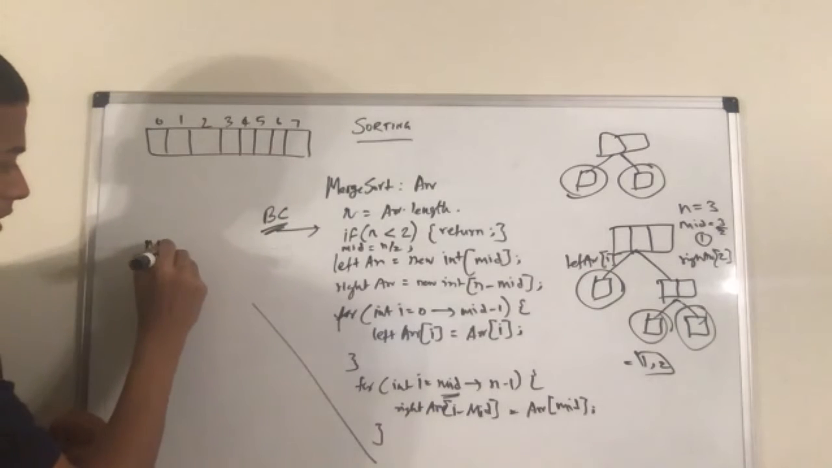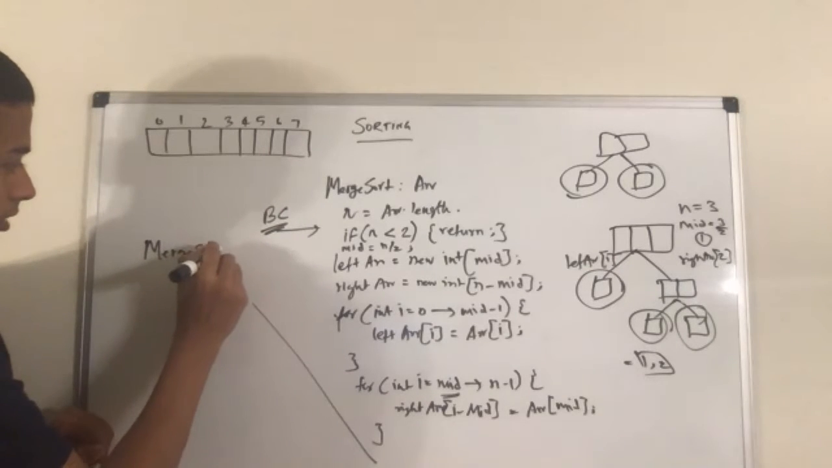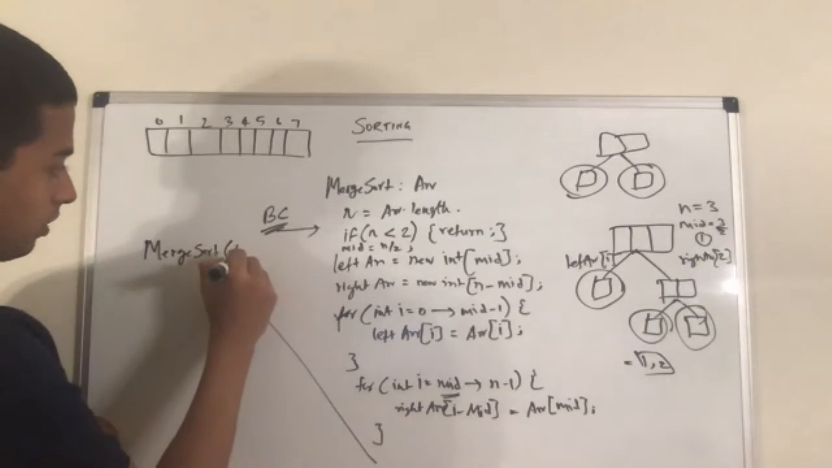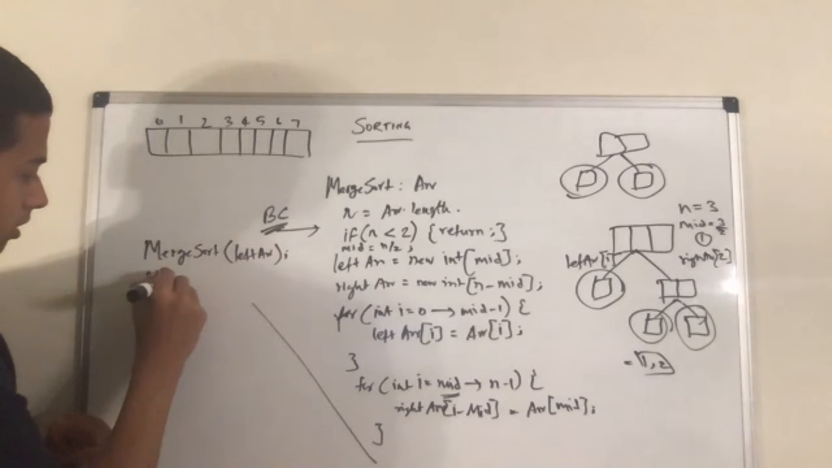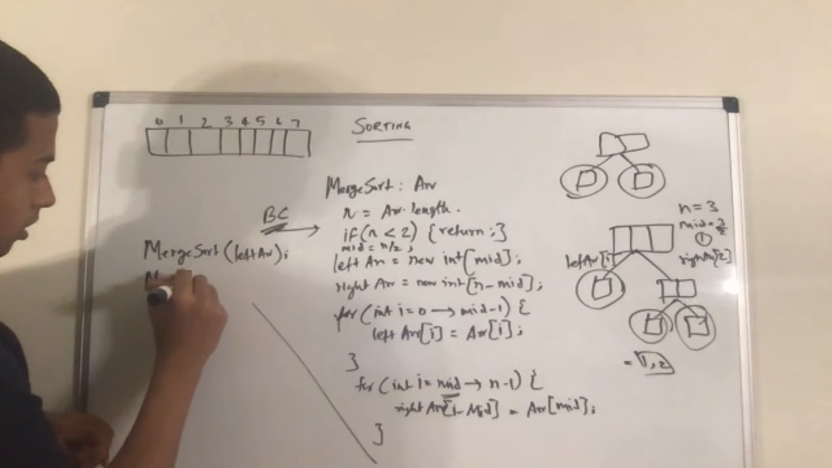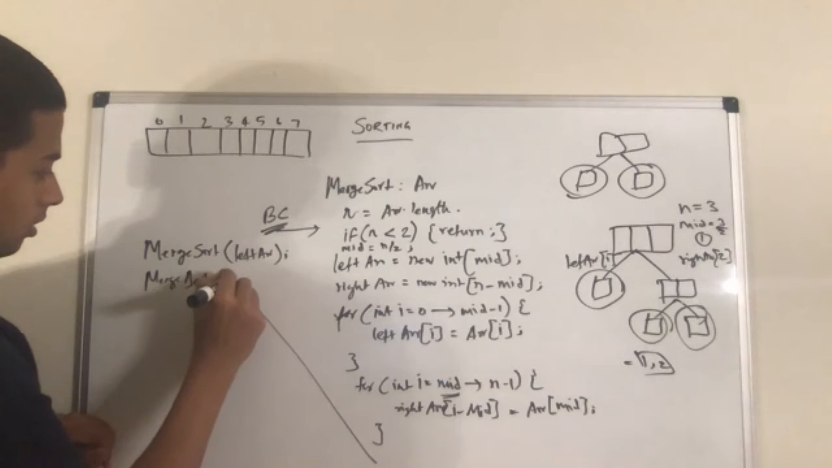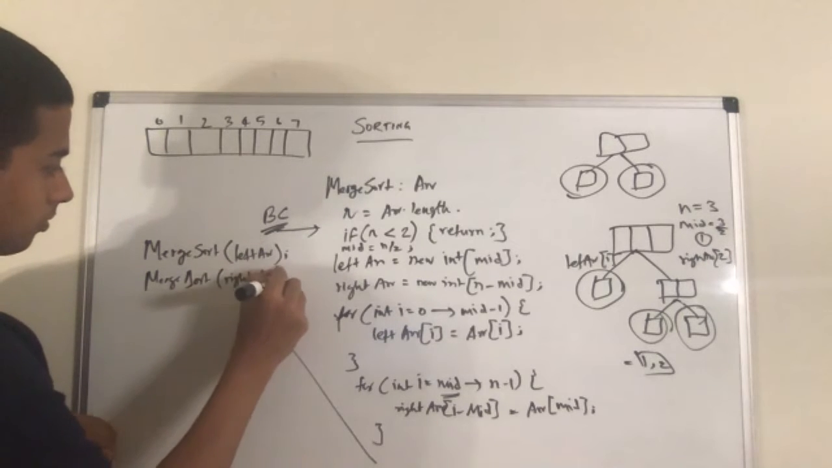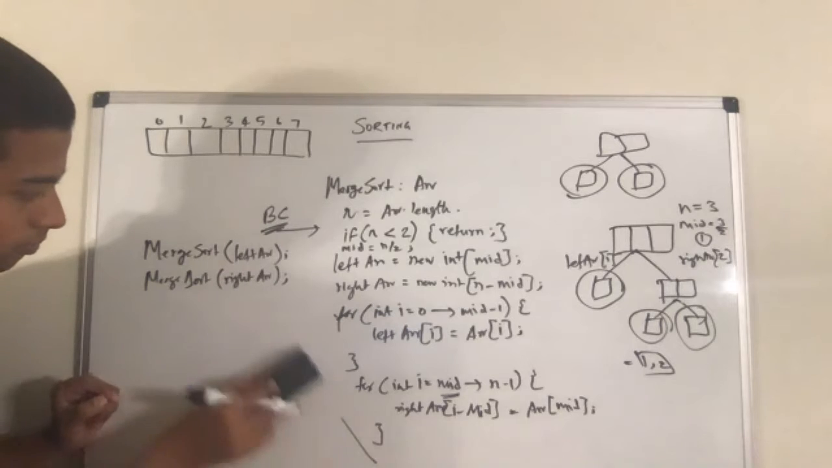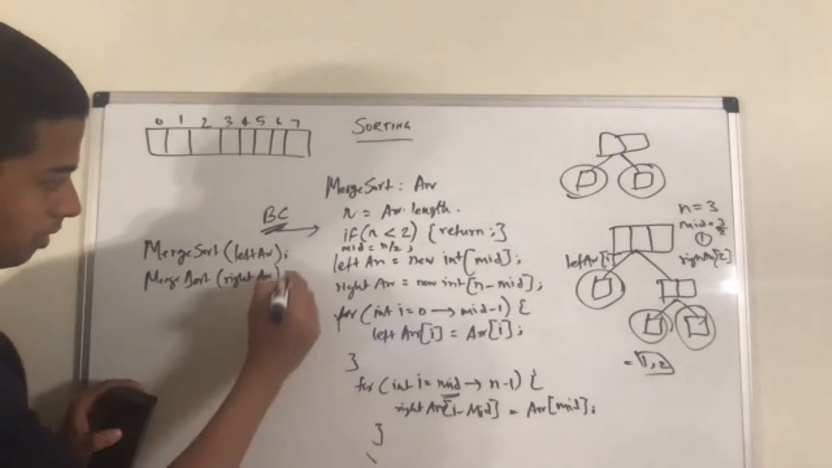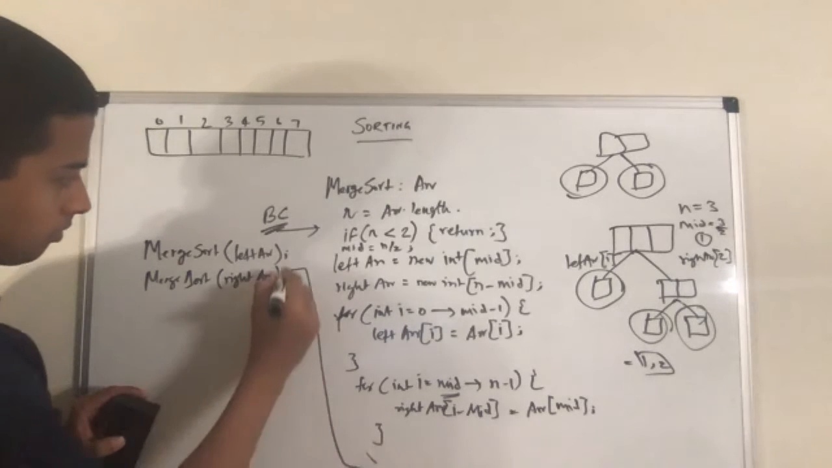Basically merge sort of, now I'll pass the left array as the input. Then I'll pass the merge sort of right array as my input. Okay, I'll pass the right array as my input. Assume that after this the program comes here.